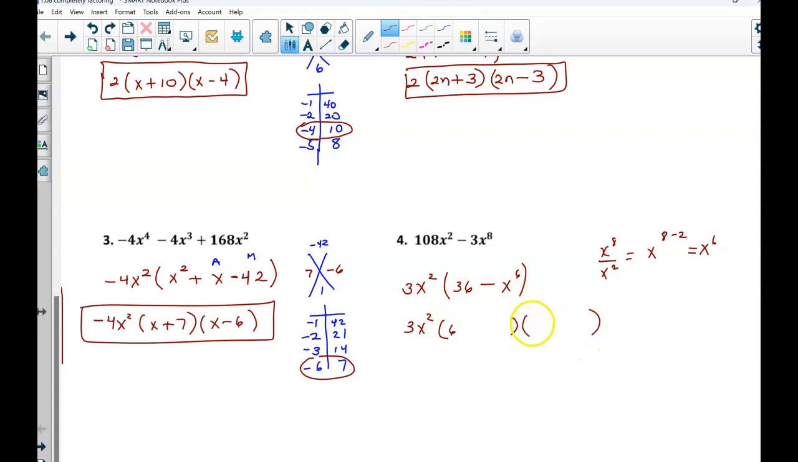So the square root of 36 is 6, plus and minus. And then to take the square root of x to the 6th, just divide the exponent by the index of 2 to get x cubed. I can't factor this any further because although this kind of looks like the sum of two cubes, 6 is not a perfect cube, so you really can't go further. This is it.